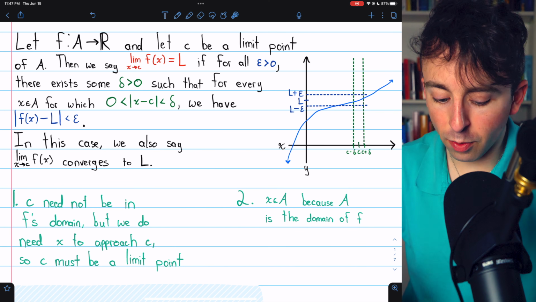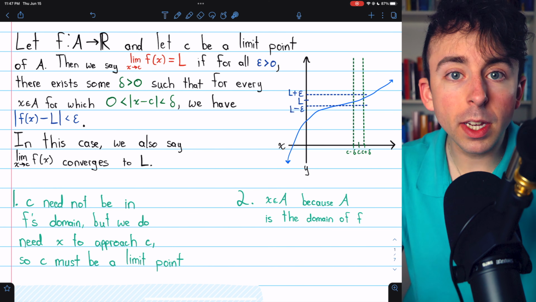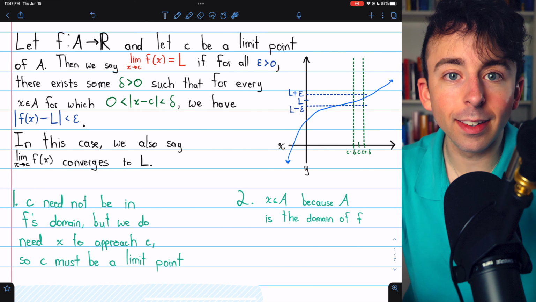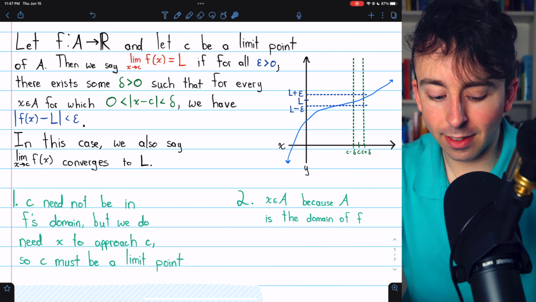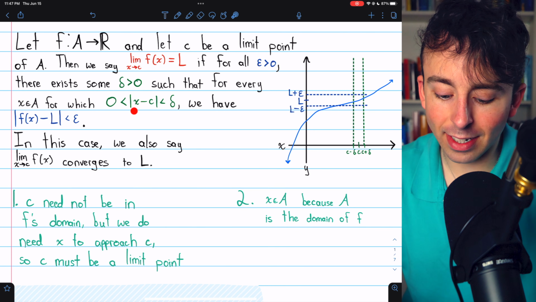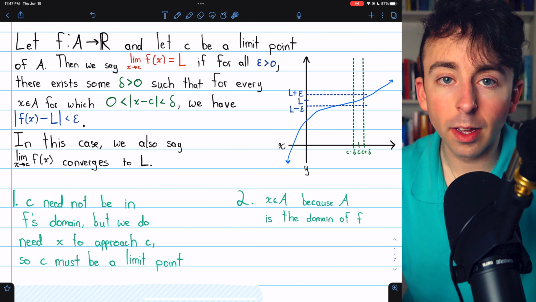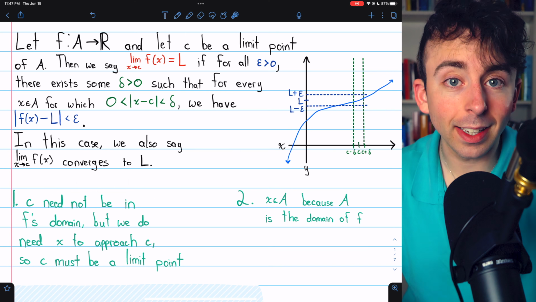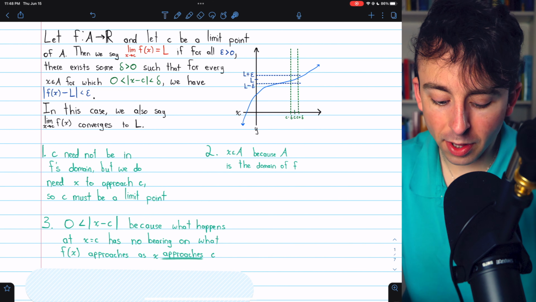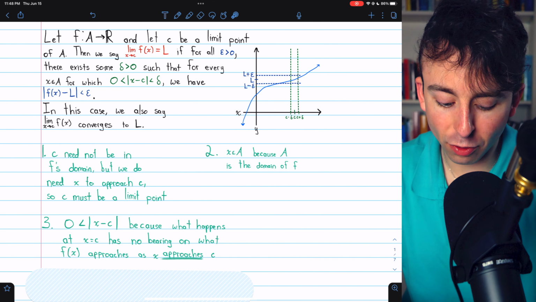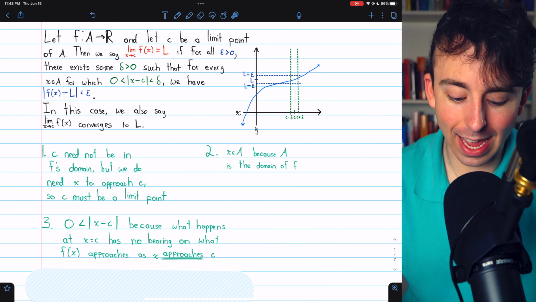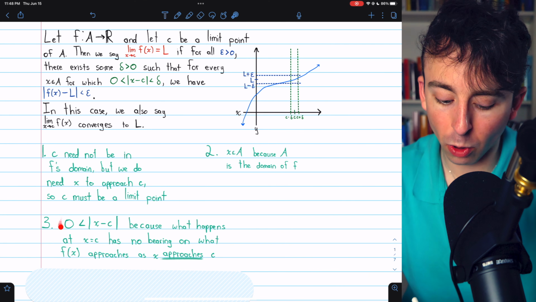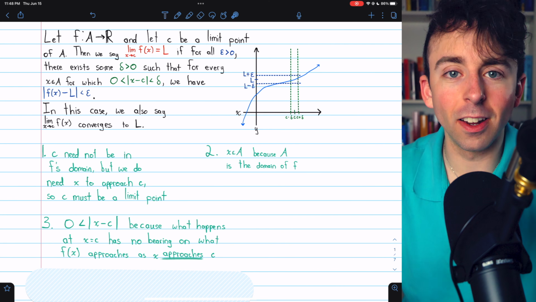Secondly, in the definition, we mentioned that x is an element of A because, of course, x gets plugged in to f. So we need x to be in the domain of f. X needs to be in the domain of f, and x needs to have some distance from c, but a distance that's smaller than delta. And again, we require that the absolute value of x minus c is greater than 0 because we don't care what happens at x equals c. We're not investigating that. And indeed, this is just an economical way of saying that x is not equal to c.